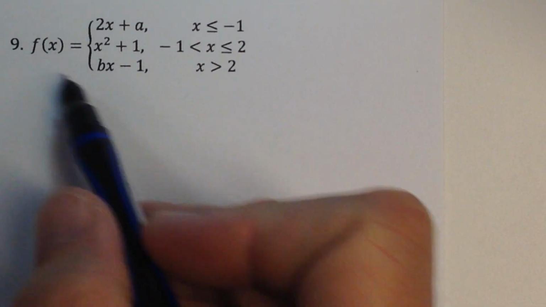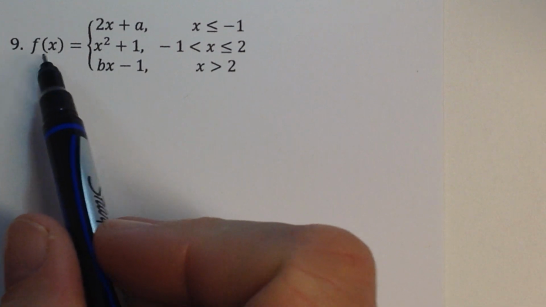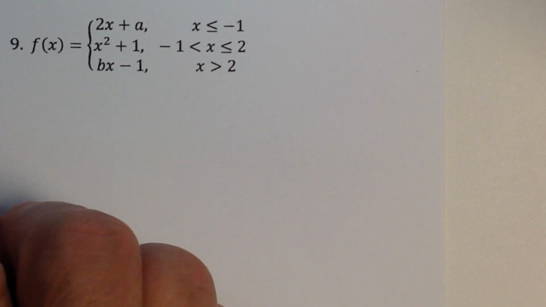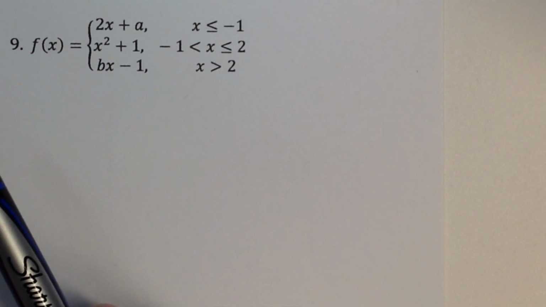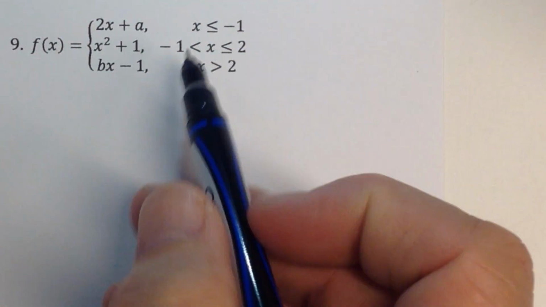So in this video, as I said in the most recent video, I'm going to explain how to do problem number 9. Number 9 is asking you to find the values of a and b so that f of x is continuous. We've talked a lot about continuity, so let's go ahead and get started.